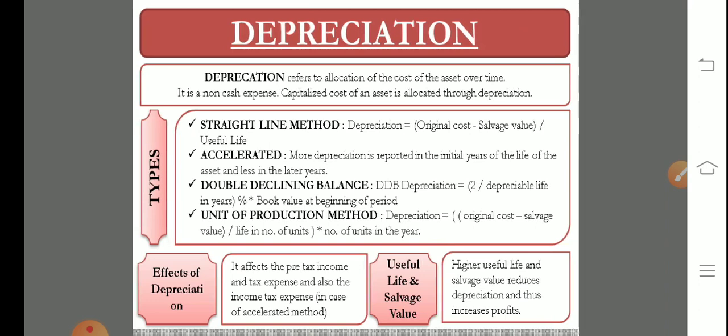So let's see some of the points of depreciation. So first, what is depreciation? Depreciation refers to allocation of the cost of the asset over time. It is a non-cash expense. Capitalized cost of an asset is allocated through depreciation.